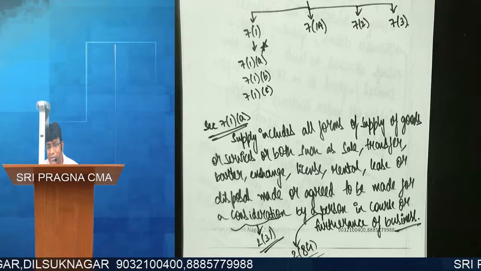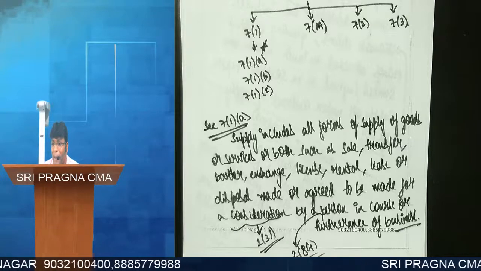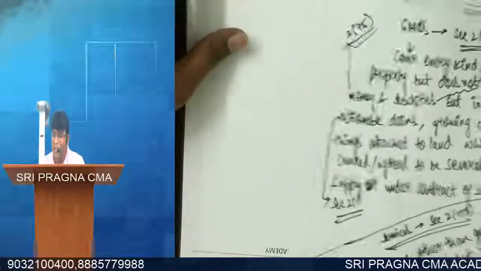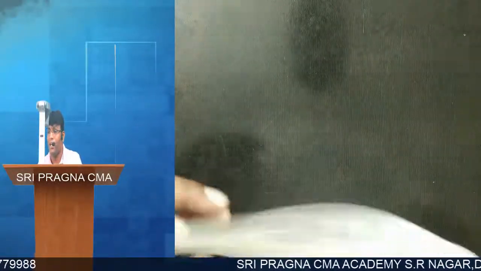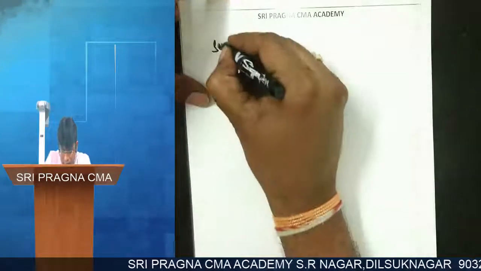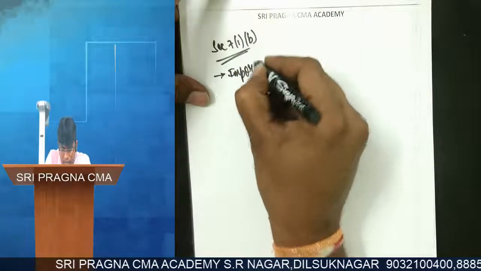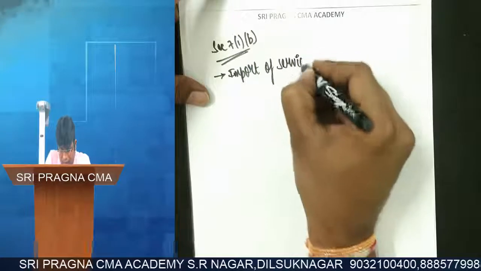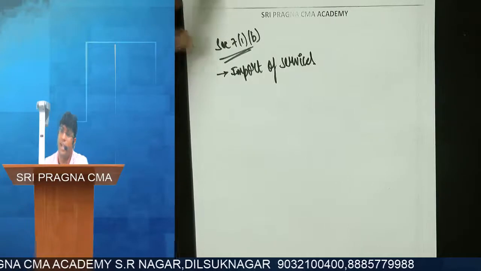Full clarity? Imagine they ask the same question, full marks should come. Pakka? Today, let's complete 7.1b also. Small point. We are done with 7.1a. Let's talk about 7.1b, which talks about import of services. Goods is not covered here because goods is covered by customs.